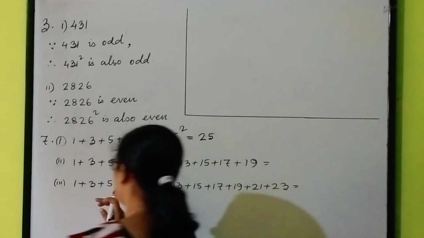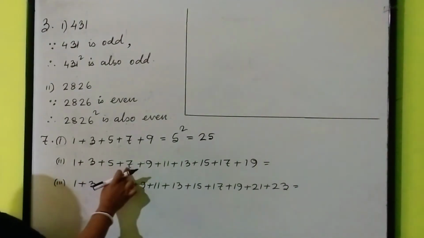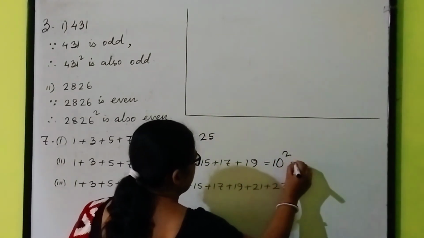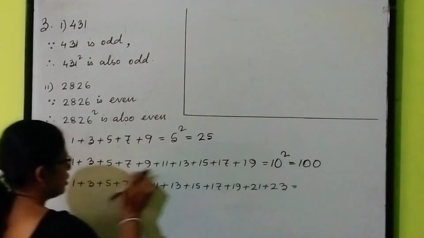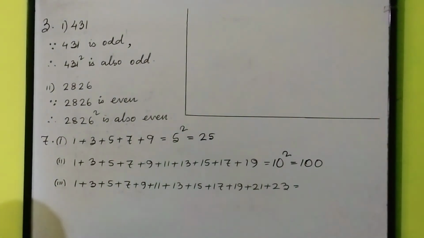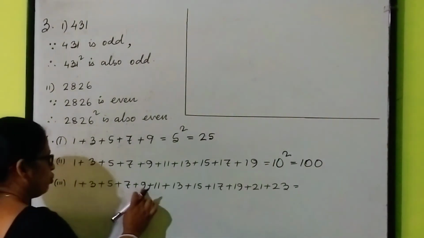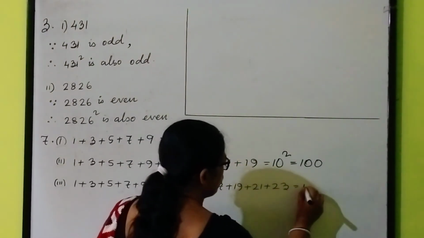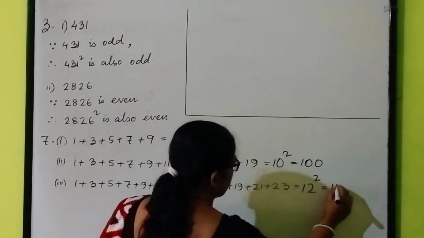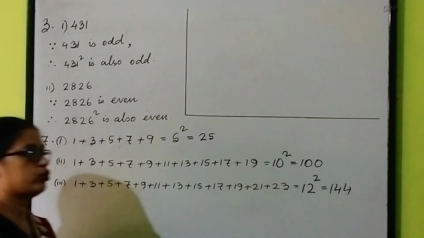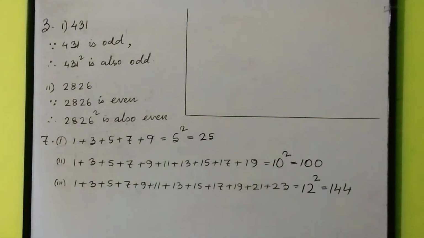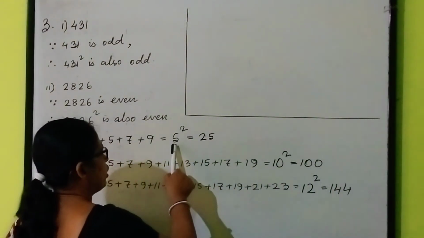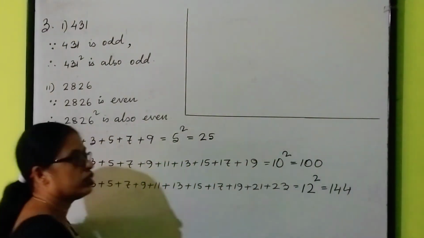Okay, here also, see how many odd numbers? 1, 2, 3, 4, 5, 6, 7, 8, 9, 10. Means 10 square, that is your 100. You can add it, you will get 100. Are you getting me? Here you see 1, 2, 3, 4, 5, 6, 7, 8, 9, 10, 11, 12. That is your 12 square. The answer comes to be 144 in this way. Are you clear? You have to write this part. 5 square, 10 square, 12 square you have to write.